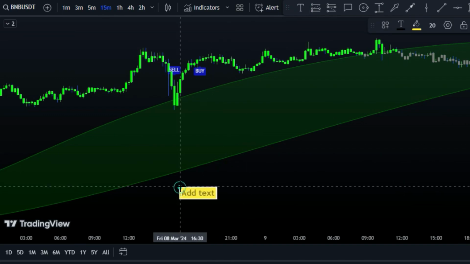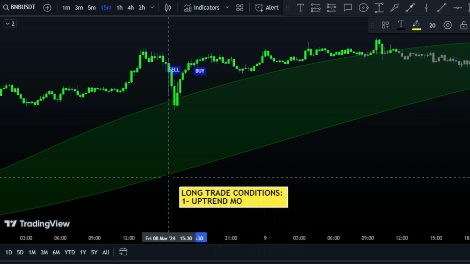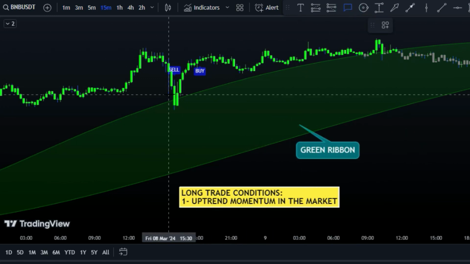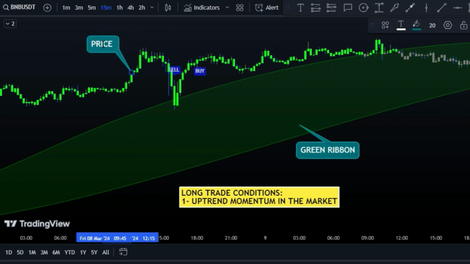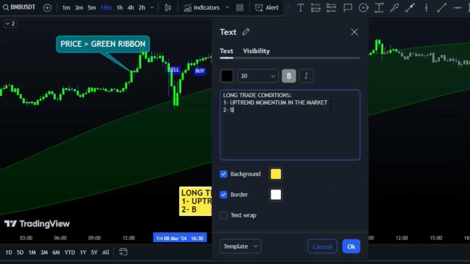And to enter a buy trade using the MOST indicator and the T3 MA ribbon R1, follow these guidelines. The first step is to confirm an uptrend in the market. You can do this by checking the position of the price relative to the ribbon. If the price is above the green ribbon, it indicates an uptrend, which is the perfect environment for a buy trade. Next, keep an eye out for a buy signal from the MOST indicator.